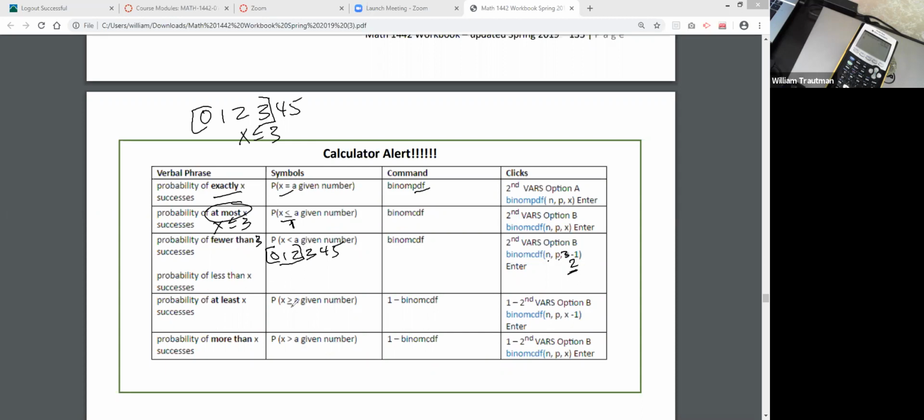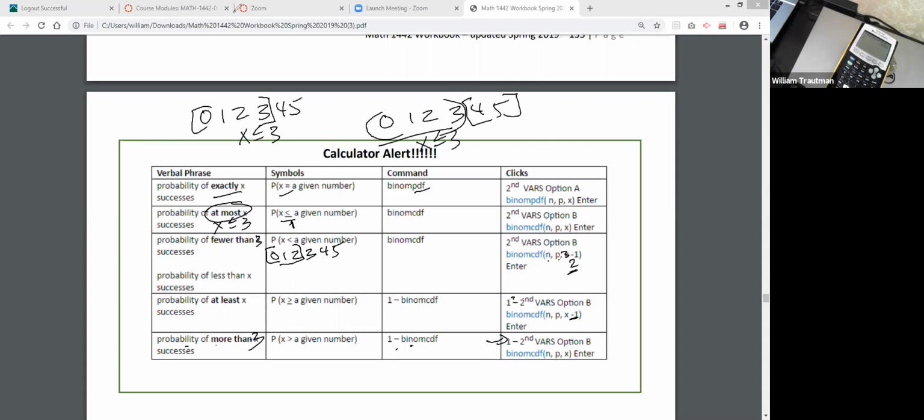At least, it's going to be what we just did, 1 minus second vars with 1 less than the number that we at least did. And then the probability of more than a number is 1 minus the binomial CDF. If we did 0, 1, 2, 3, 4, 5, and we do more than 3, it's these two numbers. You got to do 1 minus these 3. 1 minus, then x is less than or equal to 3.